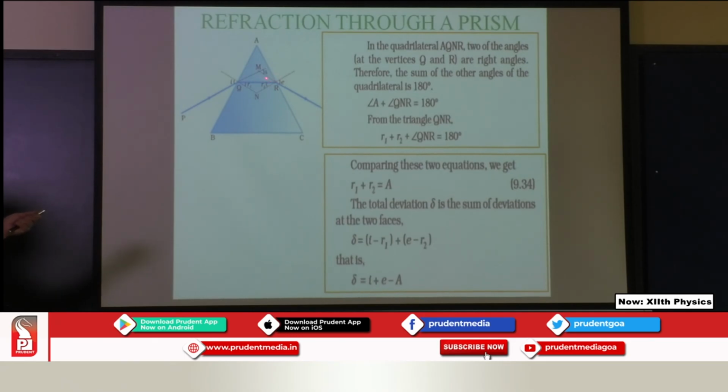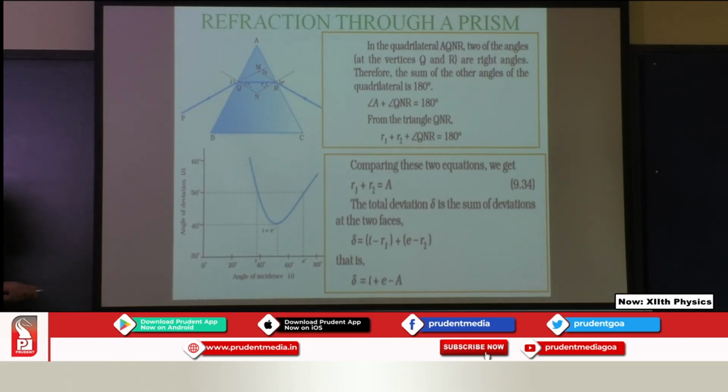So, how do I get this angle? It will be I minus R1, over here it will be E minus R2. So, doing that, I am getting this equation, and let us go ahead with some simple steps. I am getting I and E together, and I know R1 plus R2 is A. So, it has been replaced by A.